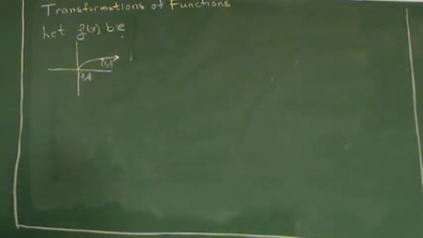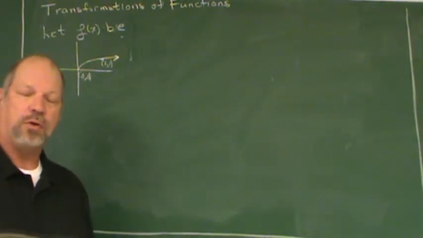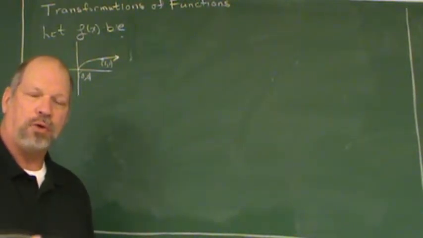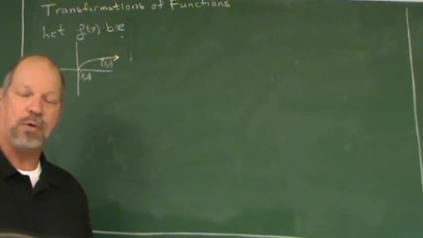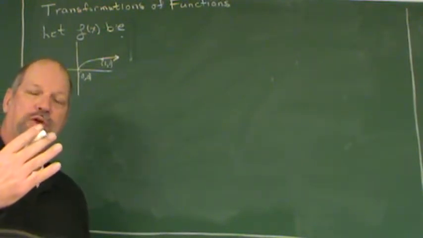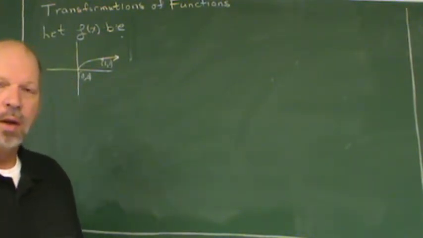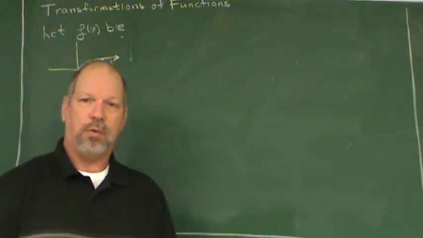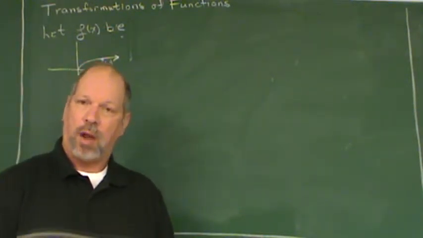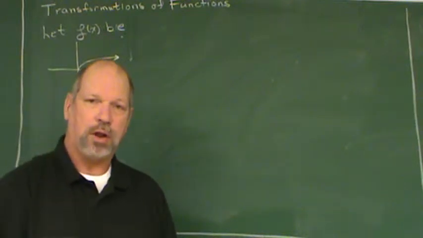Now first I want to talk about shifts of domain or shifts on the range. When you add a number, it does exactly what you think it ought to do. It moves you up. When you subtract a number, it moves you down. So shifts on the y-axis do exactly what most folks think they ought to do. Adding moves you up, subtracting moves you down.